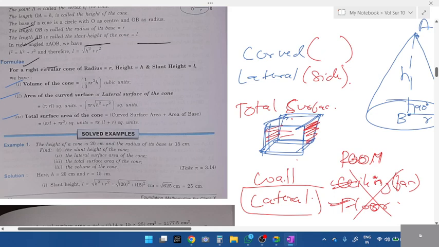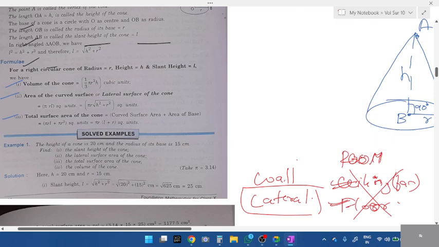For curved surface area, it is any curved parts like cone, cylinder. Those are curved surface area. But the concept is almost the same. Curved surface area if the object is curved or round; lateral surface if the object is straight. By definition, it is the same. This is all about curved surface area or lateral surface area. That's the reason they have given both.